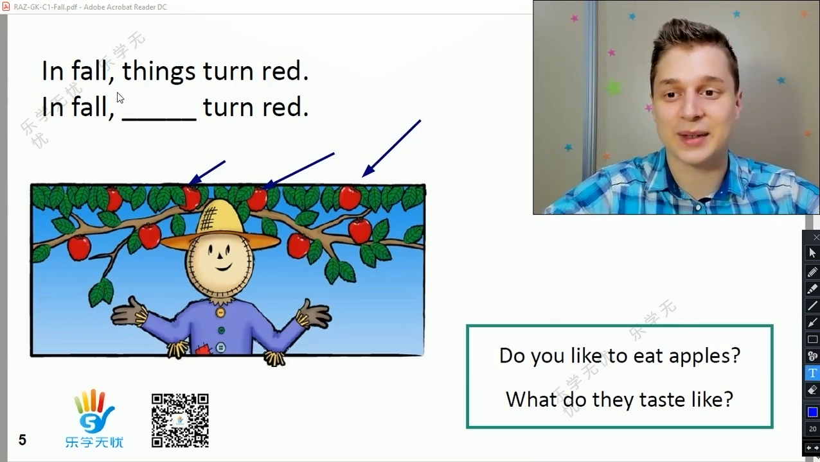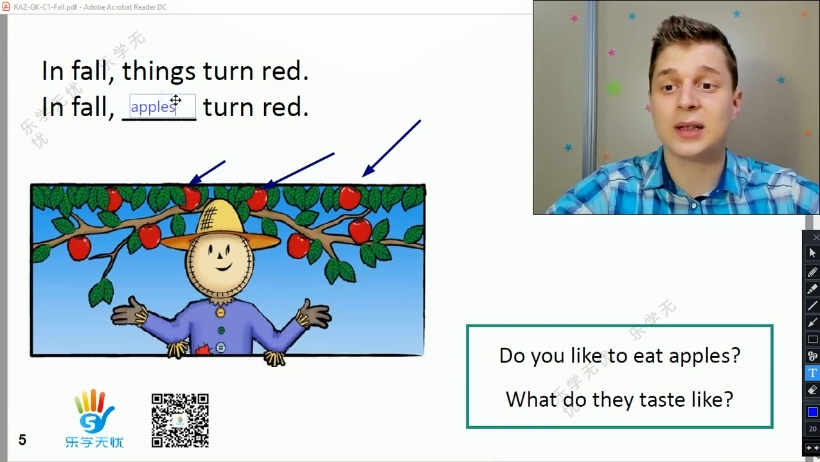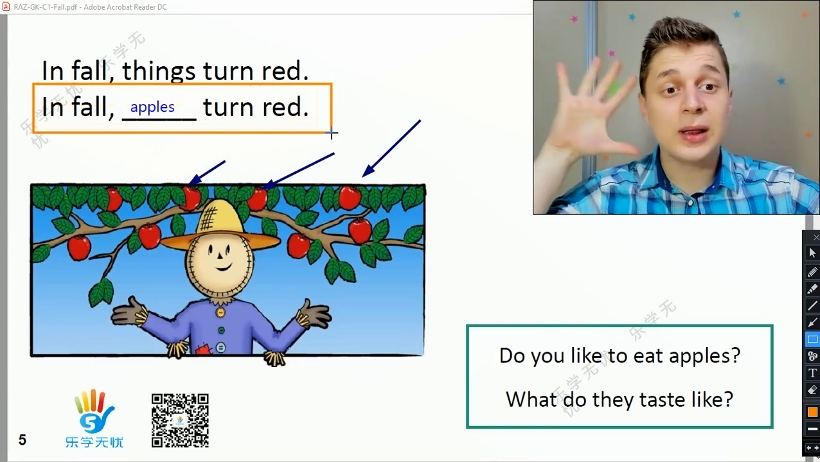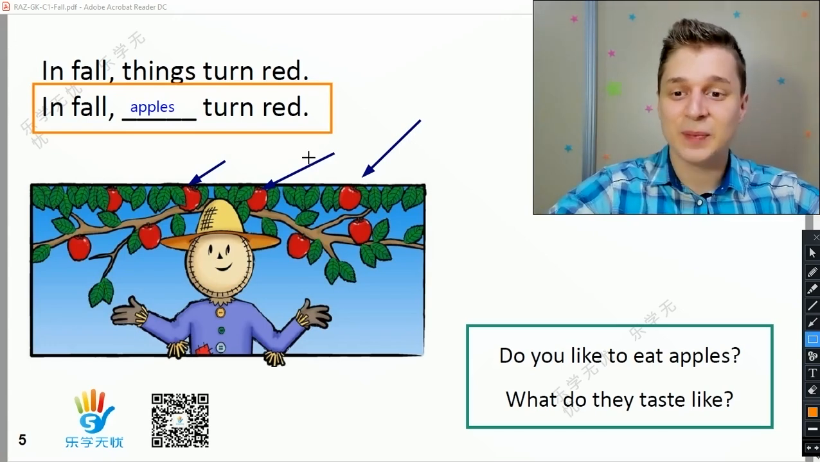Easy peasy lemon squeezy. Now let's read this sentence out loud by putting the word in. In fall, apples turn red. There we go, guys. In fall, apples turn red. What else turns red? Can you figure it out?